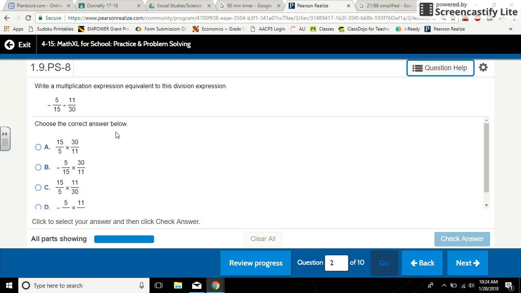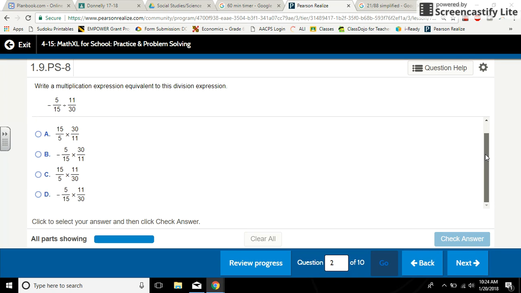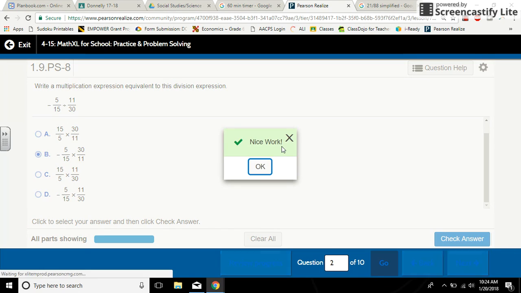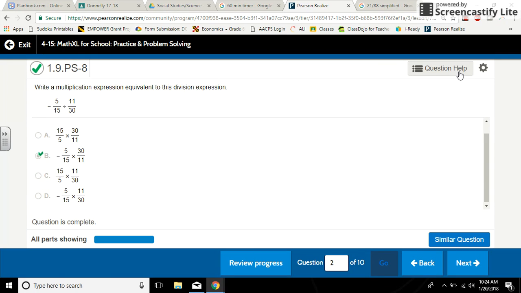So close. All right, so I just say -5/15 should be the first term, which means I have multiple choice. So I'm eliminating A and C, and then it should be times, and then it should be this, but the reciprocal. So 30 is on top, 11 is on the bottom. So D is wrong, and the answer is B. Check answer. Nice work. All right, next question.